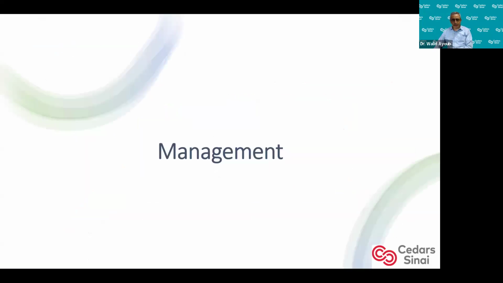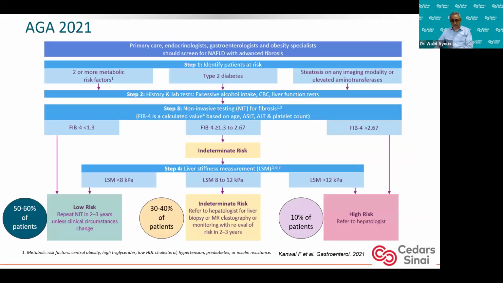So now we made a diagnosis. How do we manage the patient? This is a complicated slide, just to mention that the evaluation usually starts at the primary care level, where a patient has diabetes, or two risk factors for what we call metabolic disease, such as elevated blood pressure, cholesterol, or obesity, for example. These patients need to be considered for evaluation for fatty liver.